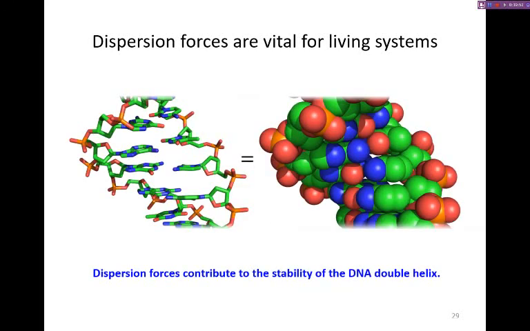Dispersion forces are also vital for the stability of DNA. We'll talk about how in between the DNA strands we get hydrogen bonding. Within these chains, we also have this stacking, and this stacking increases the stability of the DNA double helix because those are nonpolar regions that interact favorably with each other.